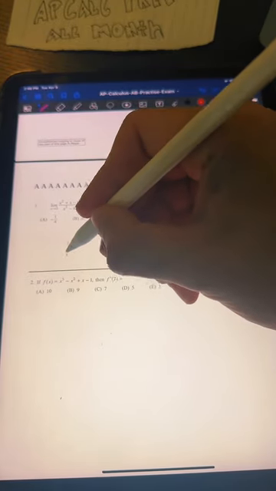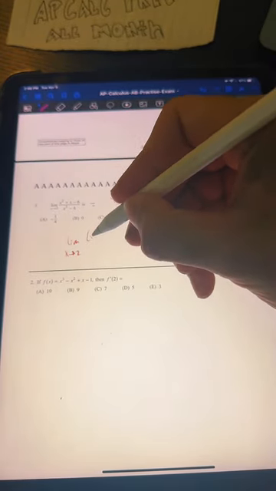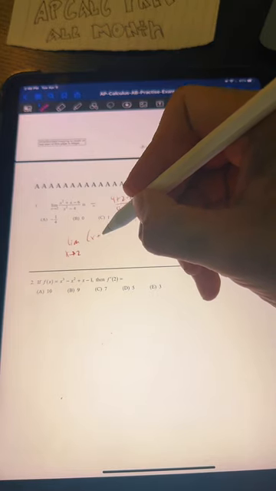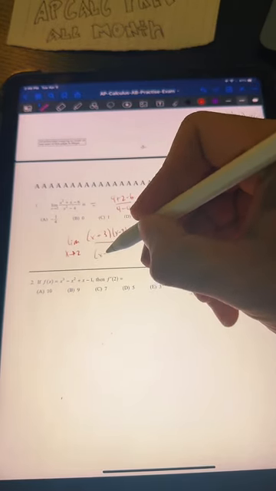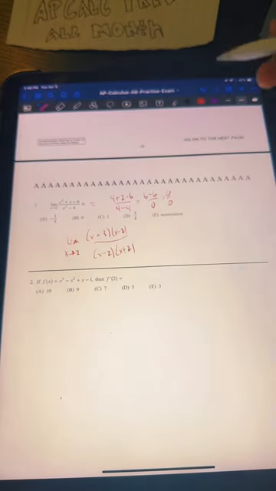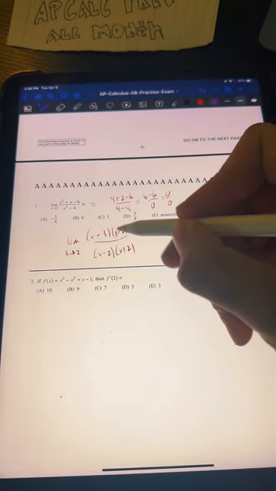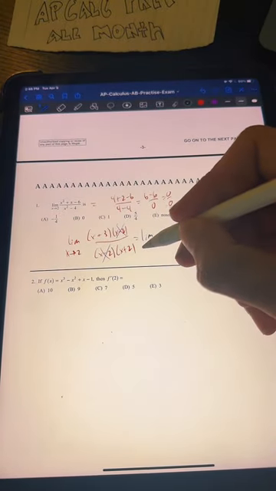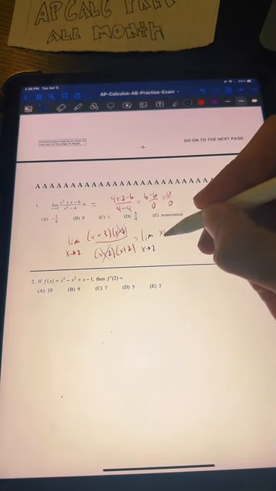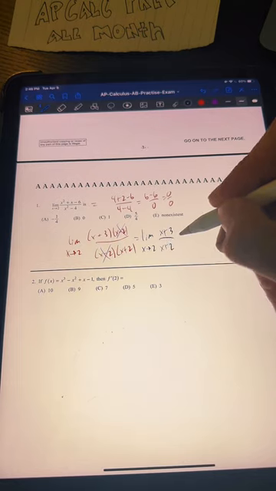So we're going to factor the top and make it (x + 3)(x - 2). And then on the bottom, it's going to be (x - 2)(x + 2). And the reason why we're doing that is because the x minus 2s are going to cancel out in this case. And so now we have the limit as x approaches 2 of (x + 3)/(x + 2).